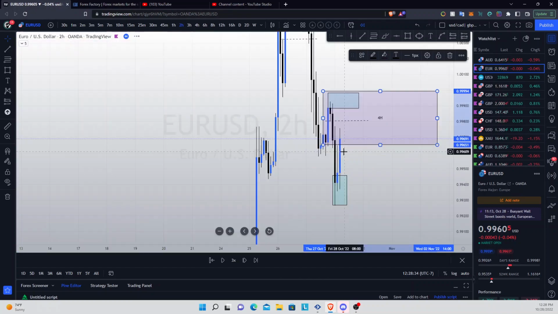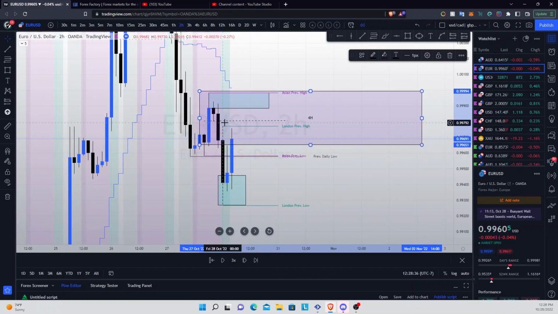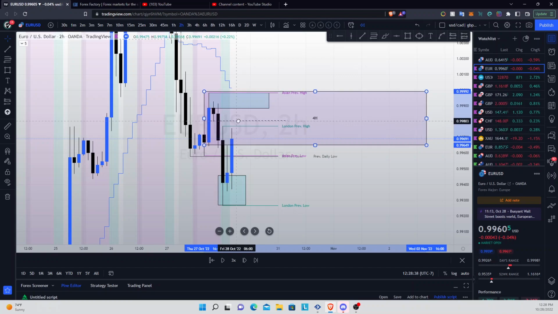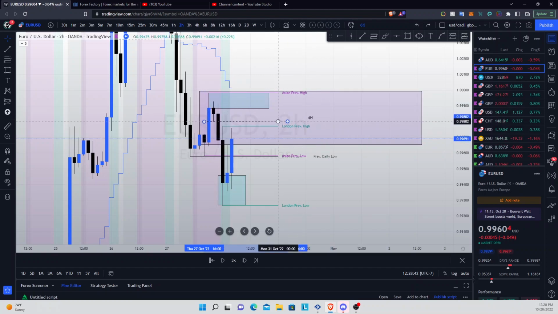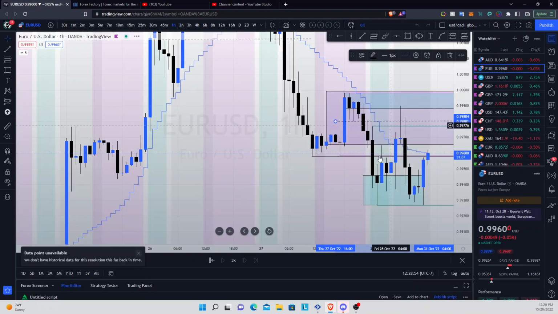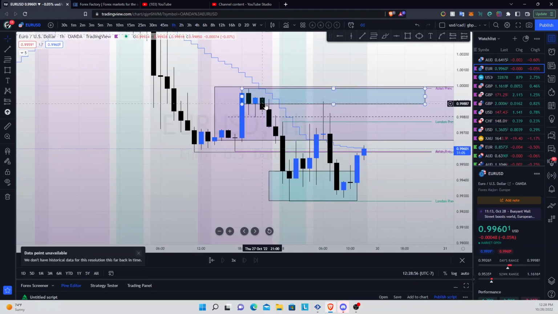I also noticed that on the 2 hour there's missing price, which is why I put this line right here. This is missing price. So what I'm favoring is maybe price coming up for a sell to this area, filling up this missing price, and then coming back down. So what else correlates with that? There you go, another order block right here, and then another bearish order block right here.